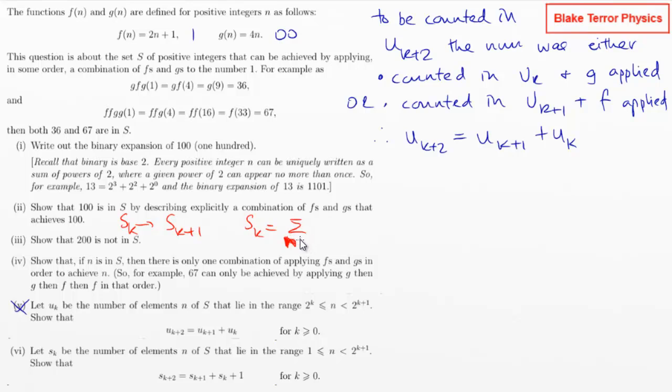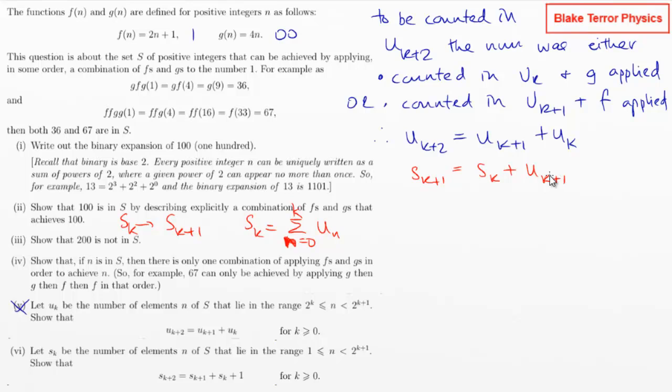We're going the other way around here. So the sum from N equals 0 up to K of UN, that's what we're saying SK is. We're summing up all of the UNs. So that means that SK plus 1 is SK plus UK plus 1. Yes. So let's write that out as well then. So we've got SK plus 1 equals SK plus UK plus 1.